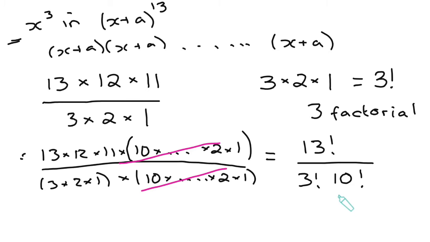Okay, so what we've effectively done here is we've found the number of ways to choose 3 things from 13. So if we were looking at a generic coefficient, say the coefficient of x to the r in this expansion, we'd be looking at the number of ways to choose r things from 13. Does that make sense?